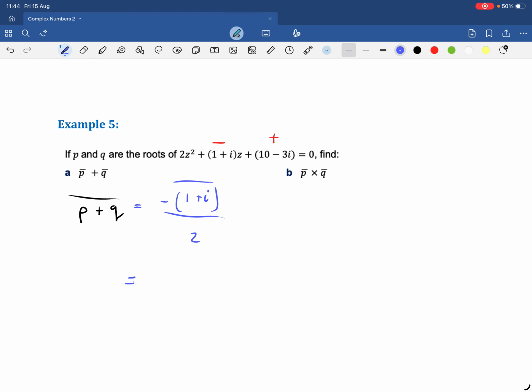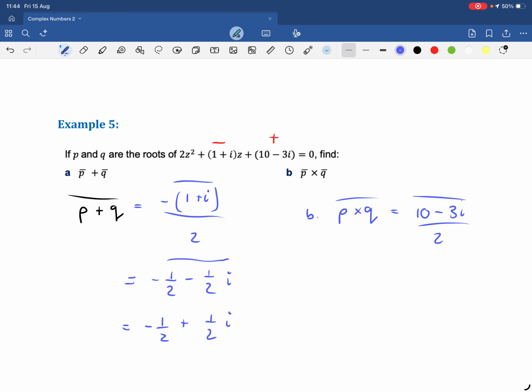So it's the conjugate of minus 1 on 2 minus 1 on 2 i, which is minus 1 on 2 plus 1 on 2 i. And then p times q is the product of the roots, which we know to be 10 minus 3i on 2, bar. And we also know that p bar times q bar is the same as the conjugate of pq. So this is the conjugate of 5 minus 3 on 2 i, which is 5 plus 3 on 2 i.